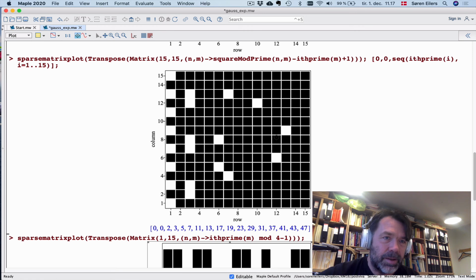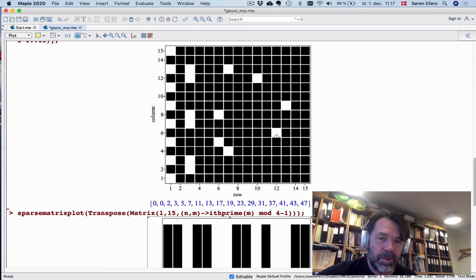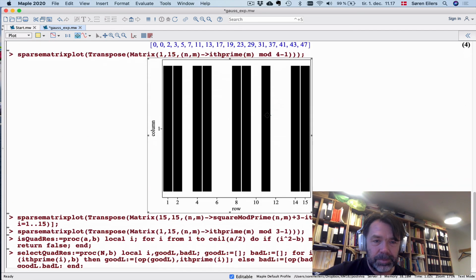-1 is called a quadratic residue modulo a prime if that prime is 2 or if it's 1 mod 4. So this sort of primitive visualization method works well because we can easily see that the things are aligned in the way that I've been suggesting.